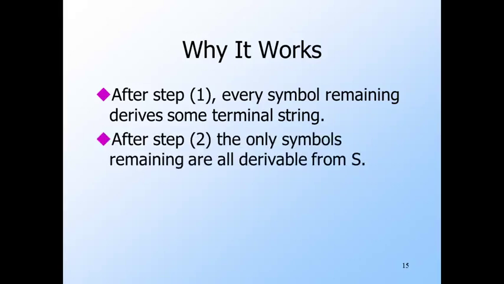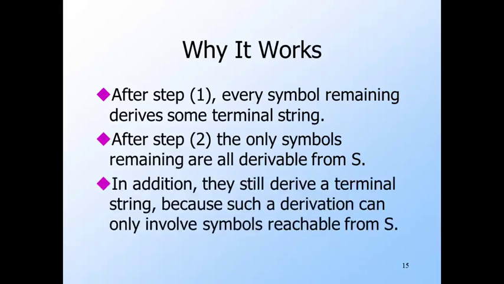After removing symbols not reachable from the start symbol, all remaining symbols appear in some derivation from the start symbol of some sentential form. But the variables that appear in sentential form still derive a terminal string because such a derivation can only involve symbols that are also reachable from the start symbol.